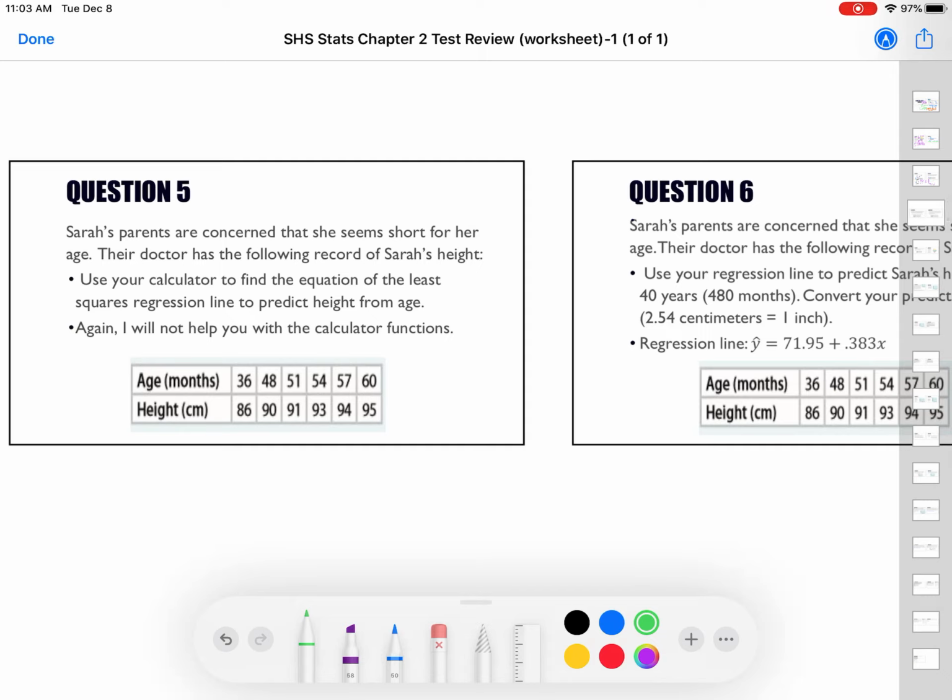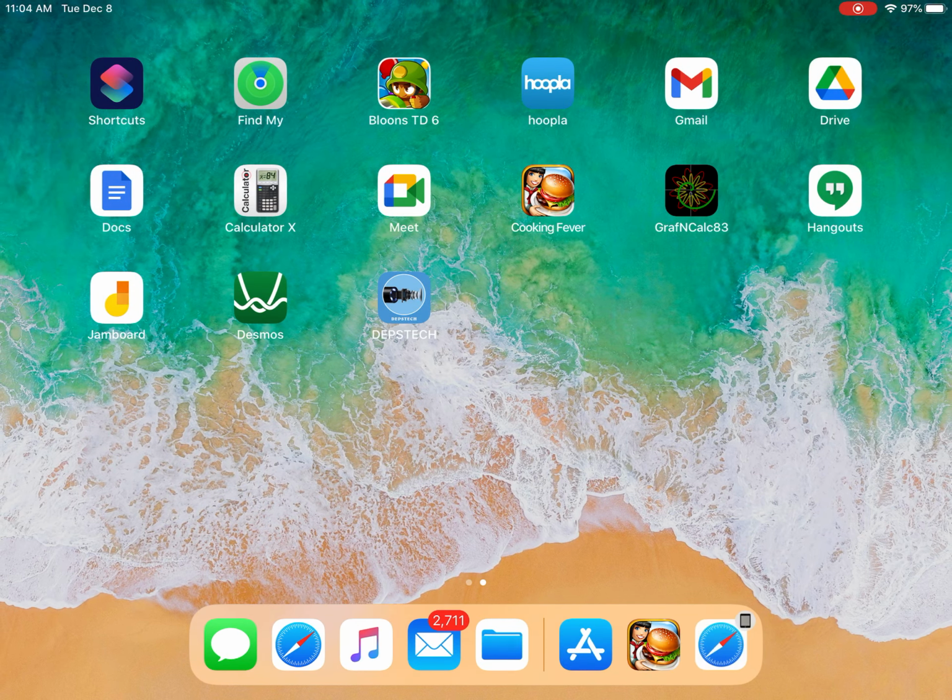Sarah's parents are concerned that she seems short for her age. Their doctor has the following record of Sarah's height. Calculate the equation for the least squares regression line to predict the height from age. Okay, so let's just go ahead and put this into our calculators.